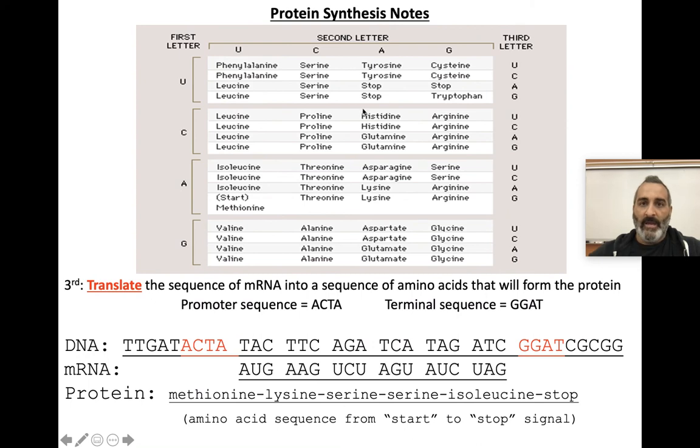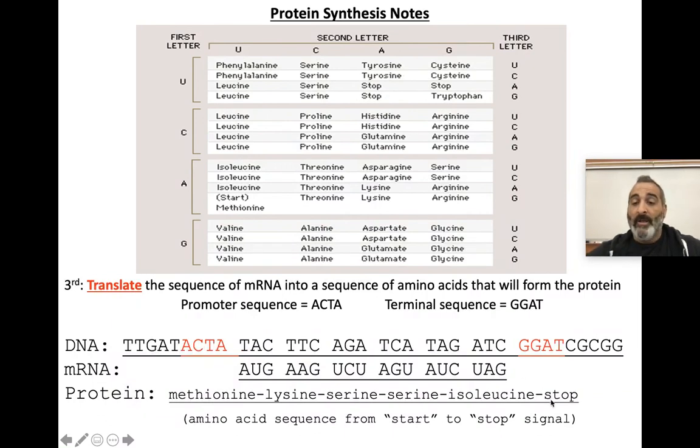AGU, AGU, serine again. So yes, words can be duplicated. It's okay. They're building blocks. It just means you needed the same building block twice. Okay. So AUG is methionine. AAG is lysine. UCU is serine. AGU is also serine. The next one, AUC. Isoleucine is next. We have isoleucine there. AUC is isoleucine. And UAG. UAG is the stop signal.